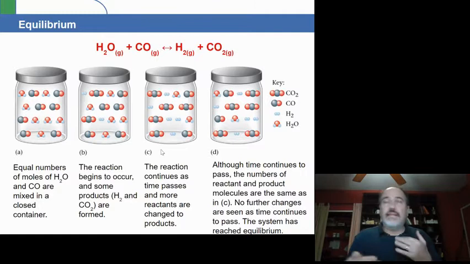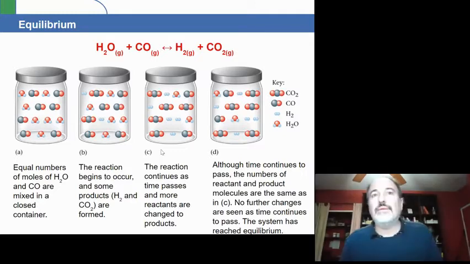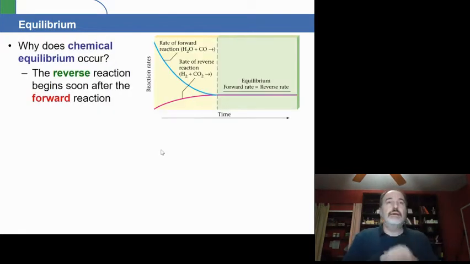Same thing if you're on a treadmill. If you are going the same speed forward that the treadmill is going backwards, your position remains constant. That's all that's really happening with a chemical equilibrium. The forward reaction is occurring at the same rate as the reverse reaction. All right. So how does this occur?